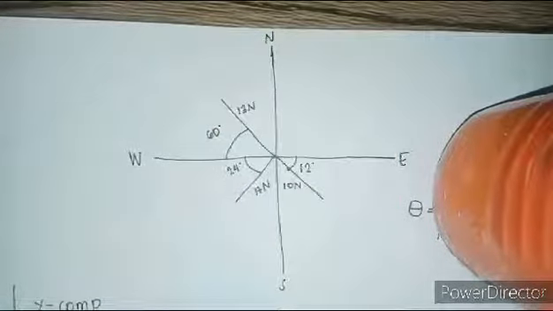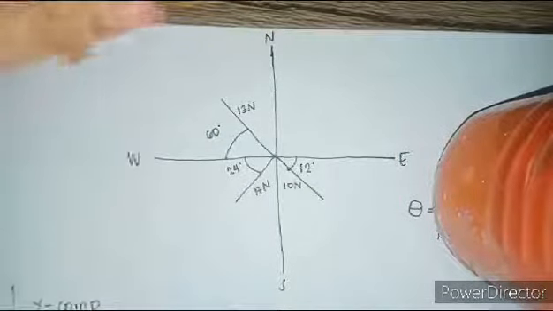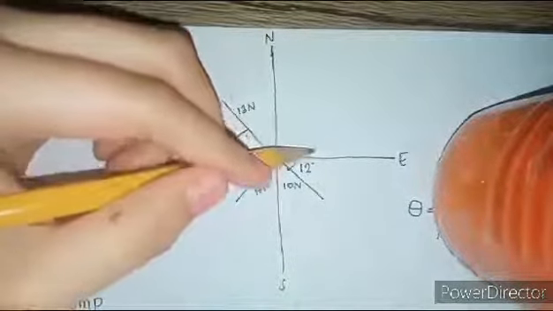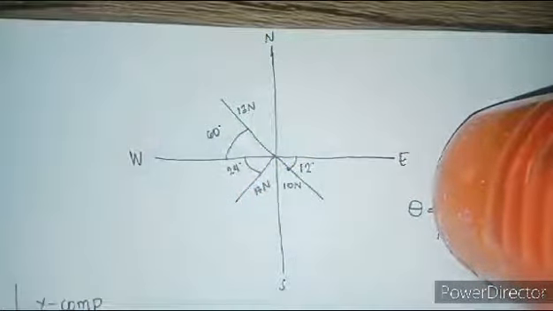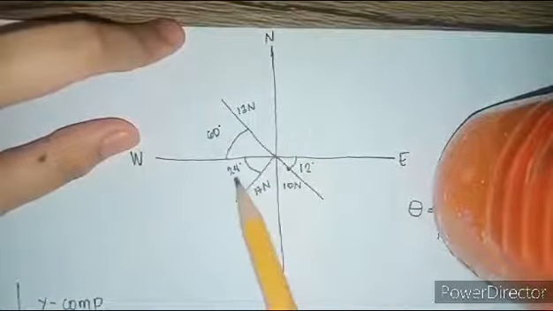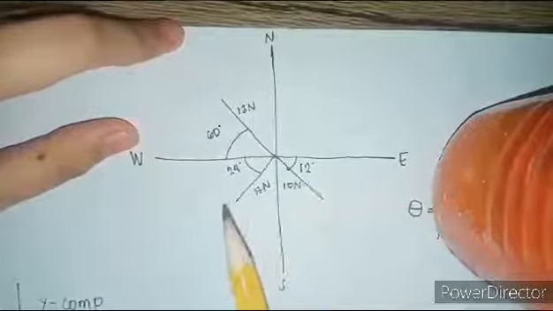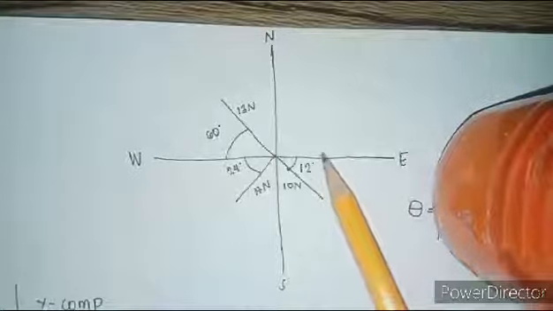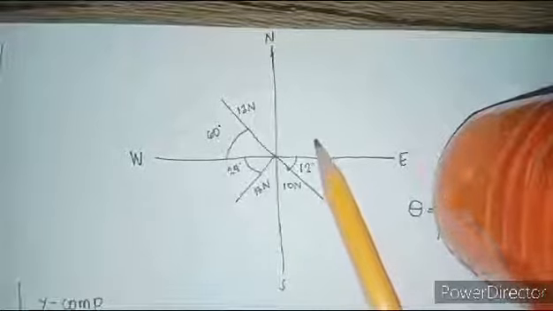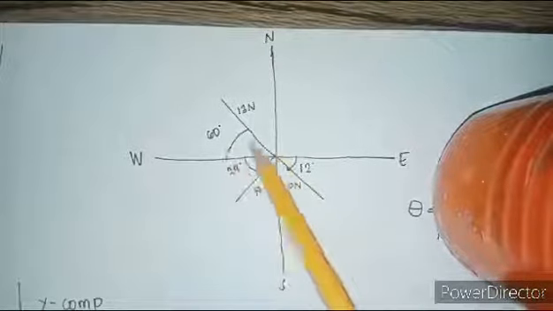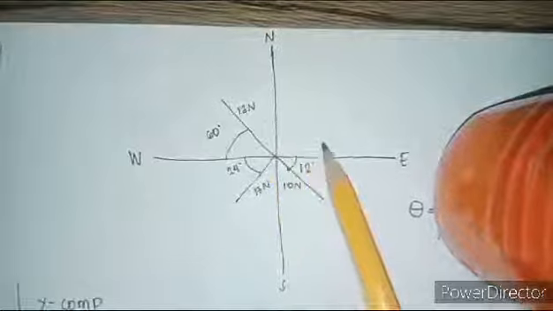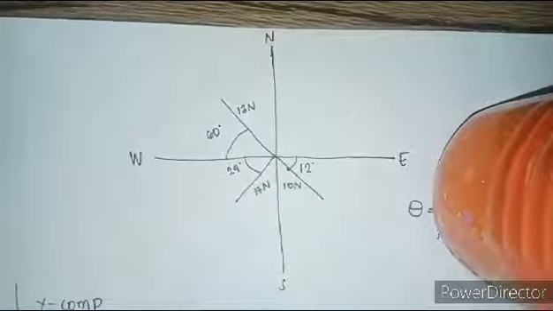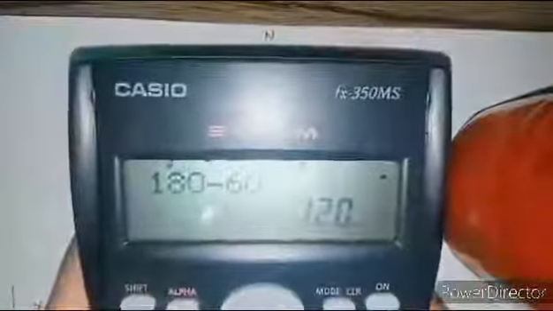So now we will get the theta. We start here from the x-axis going counterclockwise. In the vector A we have 60 degrees, so we will just stop right here at the 60 degrees. It is in the second quadrant, so we have 180 degrees. We will subtract 60 degrees from 180, so we got 120 degrees.